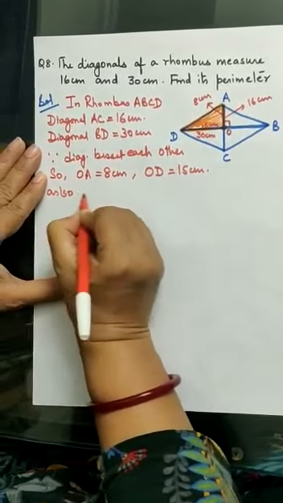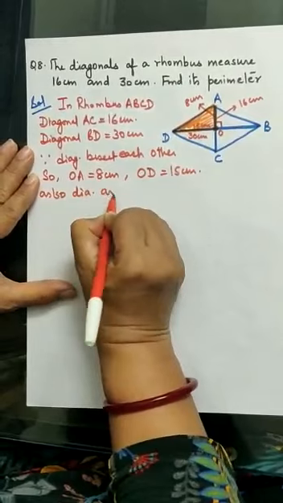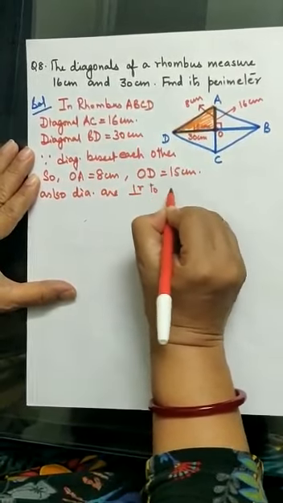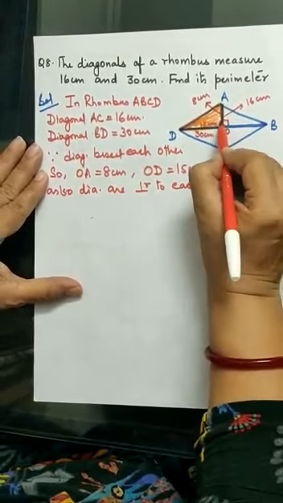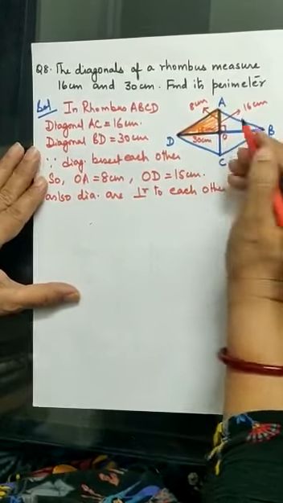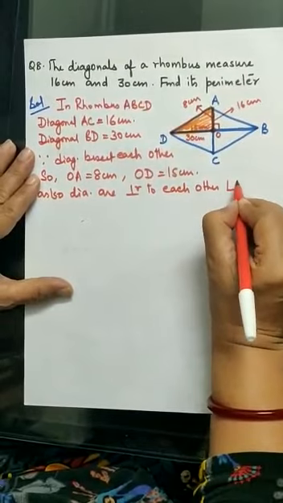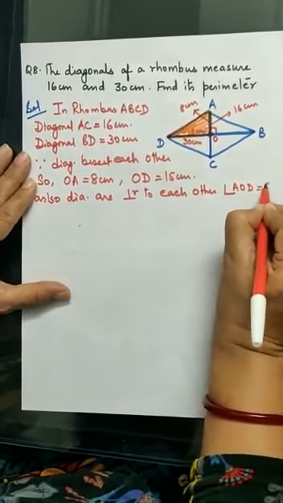Also, diagonals are perpendicular to each other. तो ये जो सारे एंगल्स हैं ये 90 डिग्री के हैं. सो angle AOD is equal to 90 degrees.